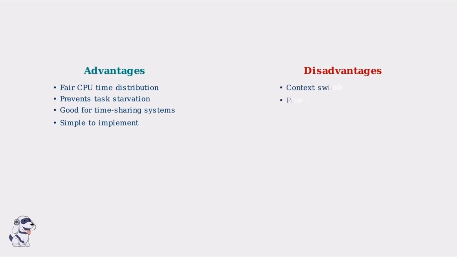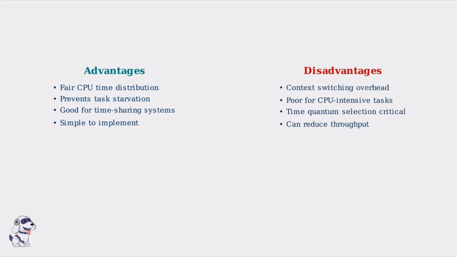However, round-robin also has some disadvantages. The frequent context switching creates overhead that can reduce overall system performance. It may not be optimal for CPU-intensive tasks, and choosing the right time quantum size is critical for good performance.